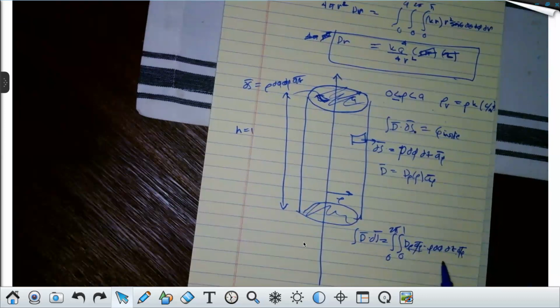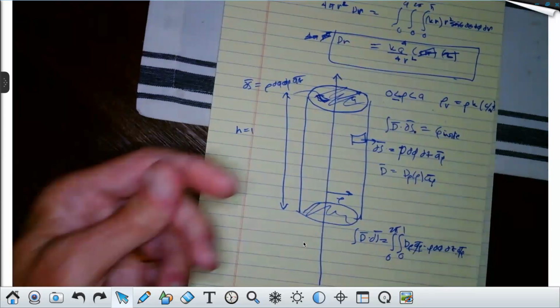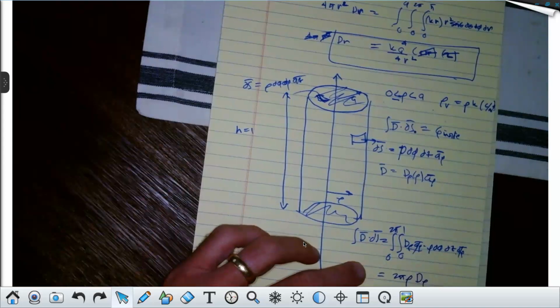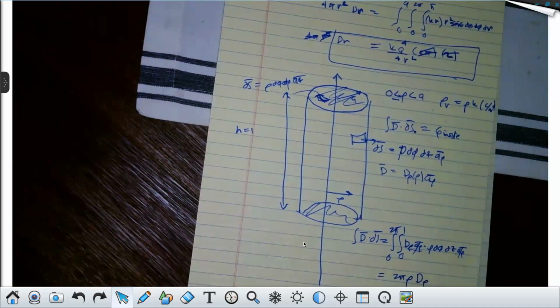Now, when we integrate d phi, we get phi from 0 to 2 pi, which is 2 pi. When we integrate dz, we get z from 0 to 1, which is just 1. So now that means this side of the integration is just going to be equal to 2 pi rho D of rho. And I want to tell you, that will always be true for cylindrically symmetric problems. Got me on that, guys?